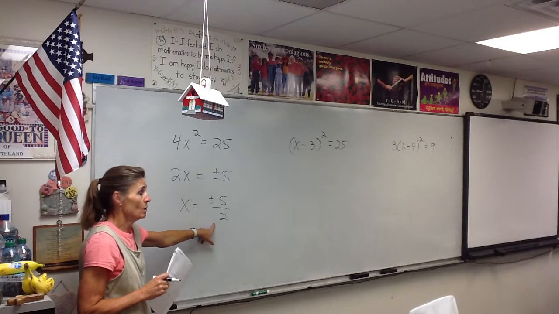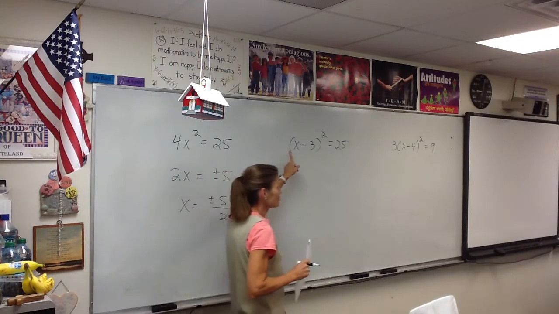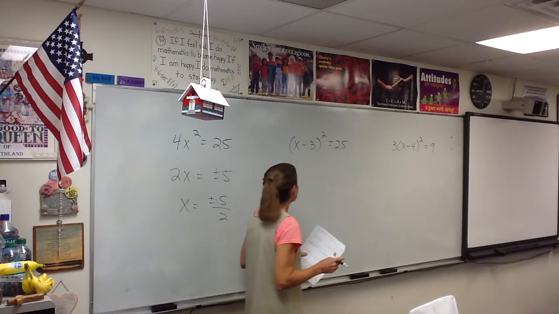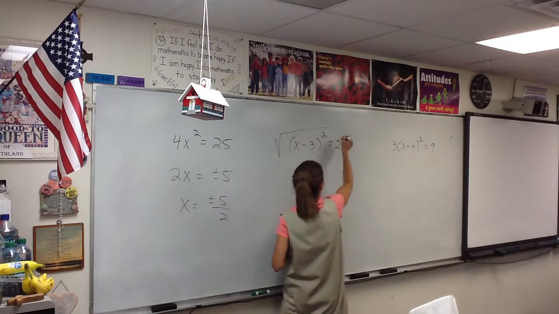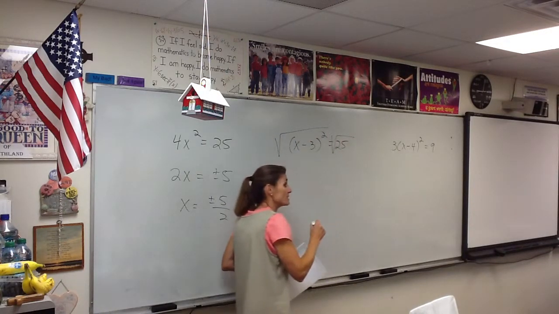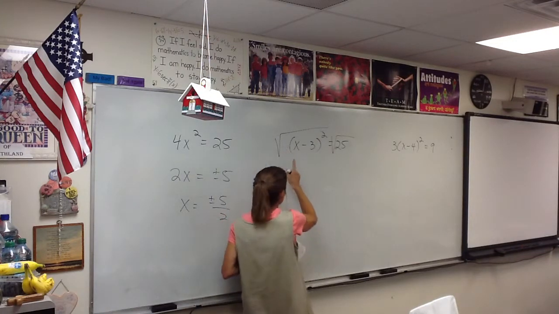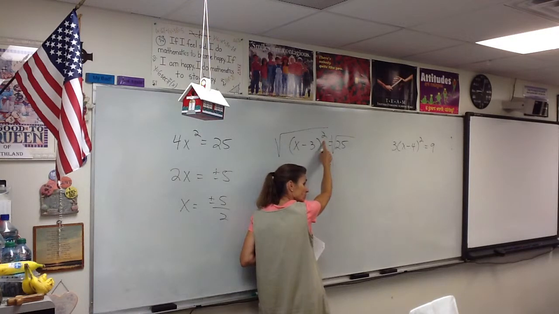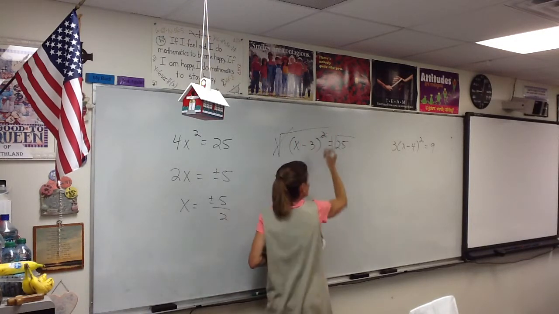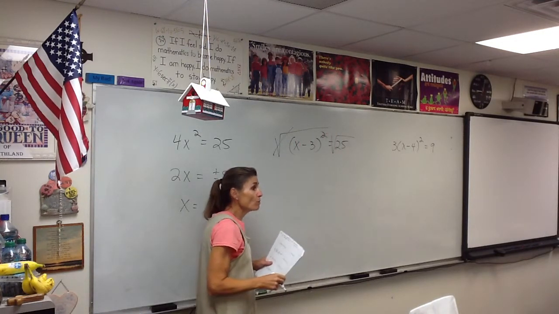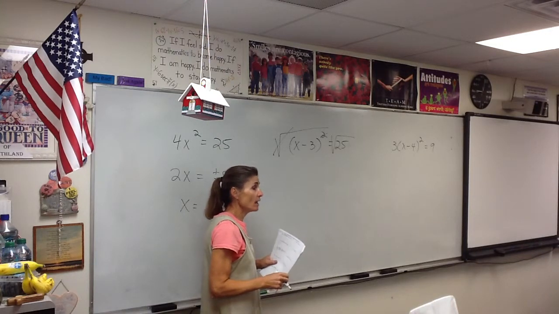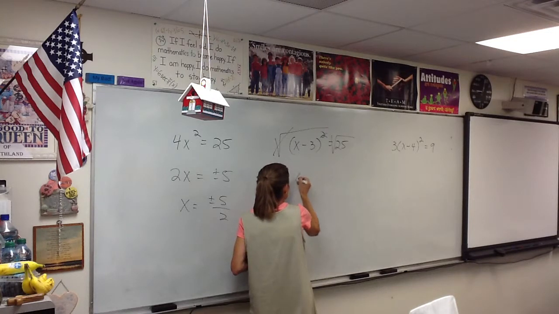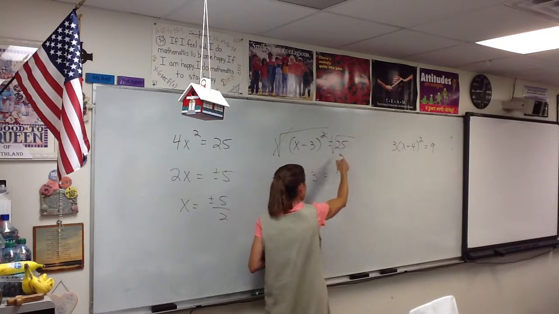Now, this one looks more complicated, but it isn't. We're going to do exactly the same thing. We're going to take the square root of both sides. Now, what happens when you square root a square? They cancel out. Square roots and squares cancel out. So what does this side equal? X minus 3. What does this side equal?